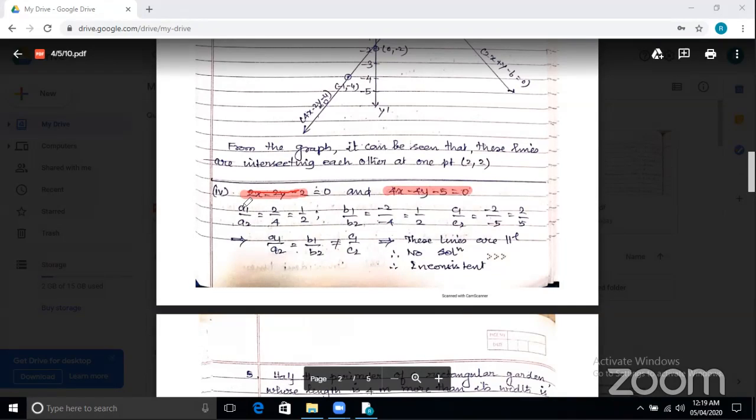Now, what is a1 by a2? It is equal to 2 by 4, that is 1 by 2. Any doubt? What is b1 by b2? Minus 2 by minus 4. Therefore, it will be 1 by 2. Minus by minus will become plus.